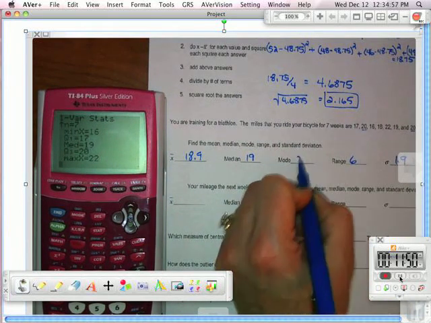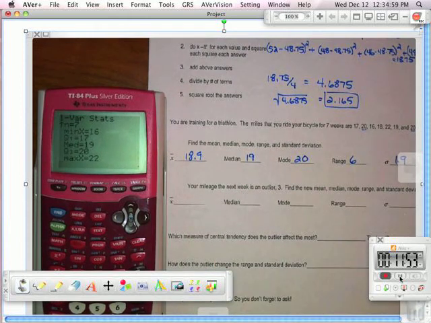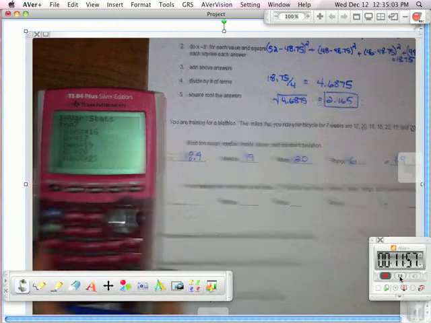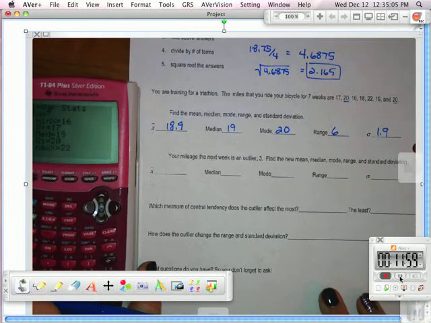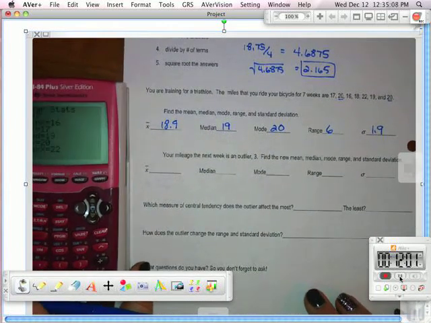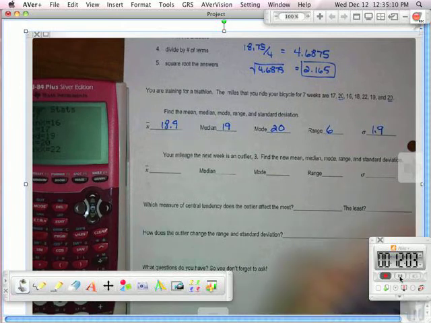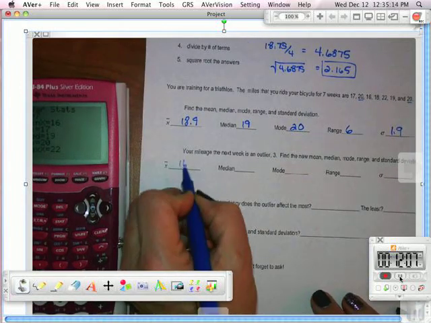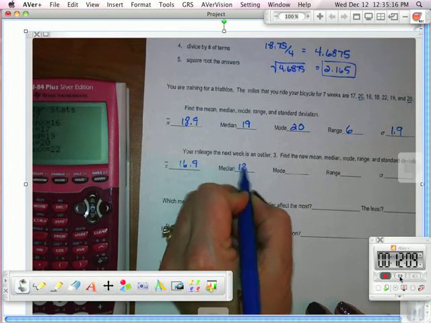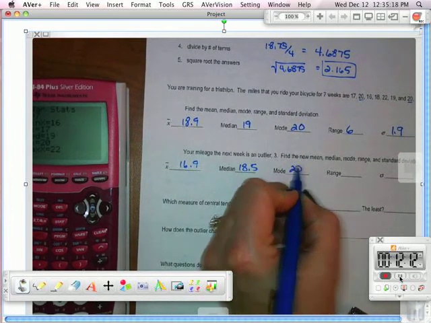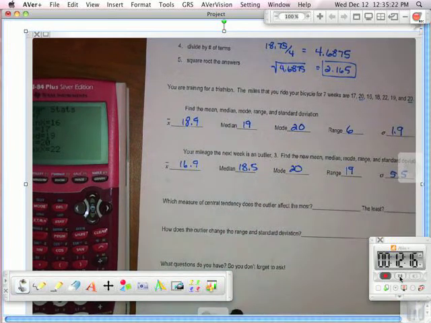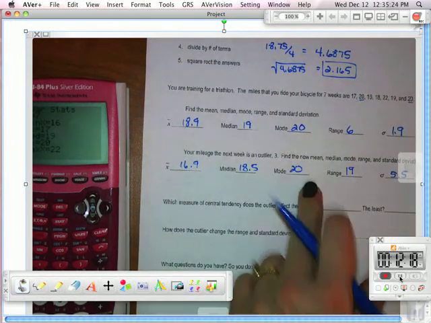Okay. Well, this says your mileage the next week is an outlier of 3. Find the mean, median, mode, range, and standard deviation. I'm just going to tell you what those are. If I were to go back to my list and put in a 3 and then do this all over again, this is what I would get. 16.9, 18.5, 20, 19, and 5.5. Oh my. These didn't change too much, but these really did change drastically.